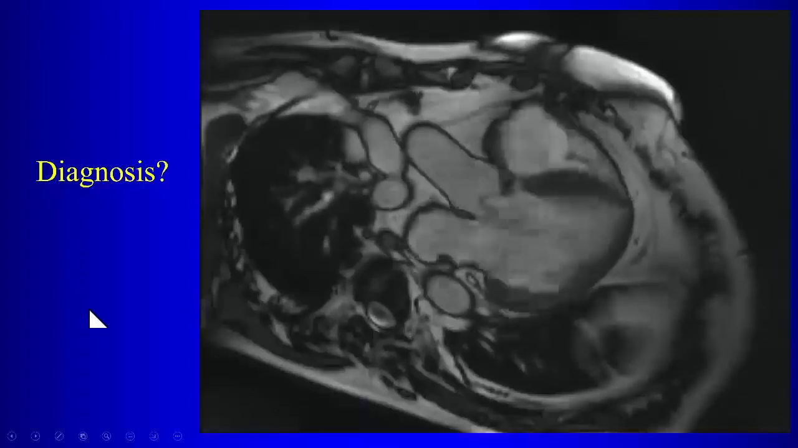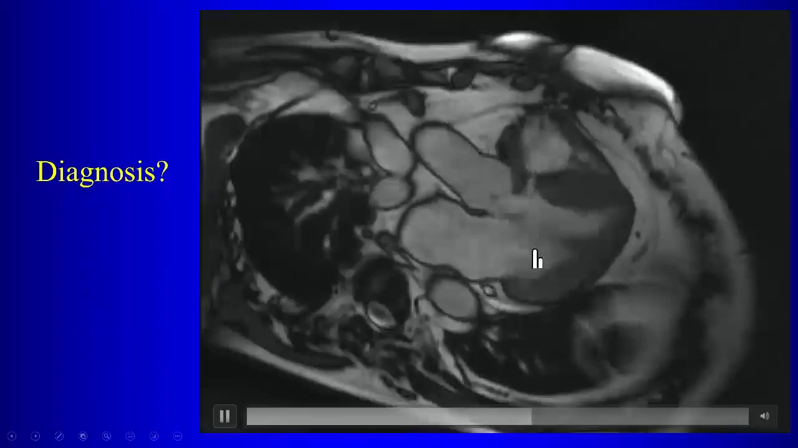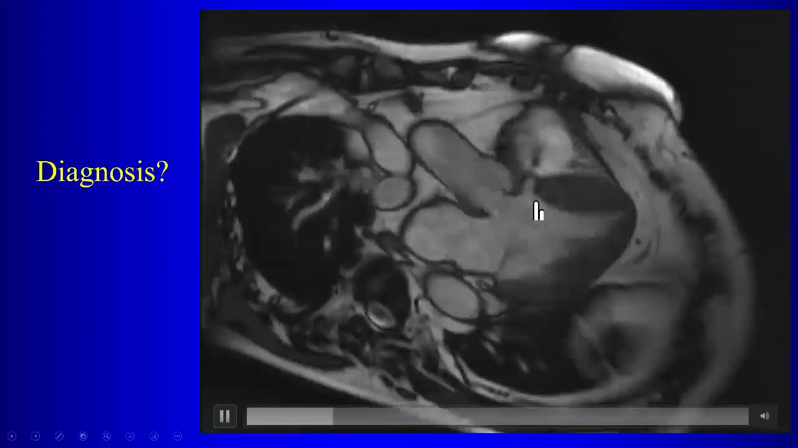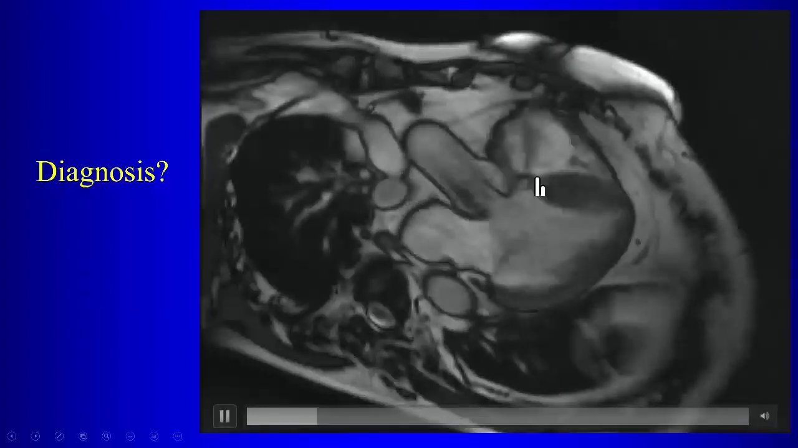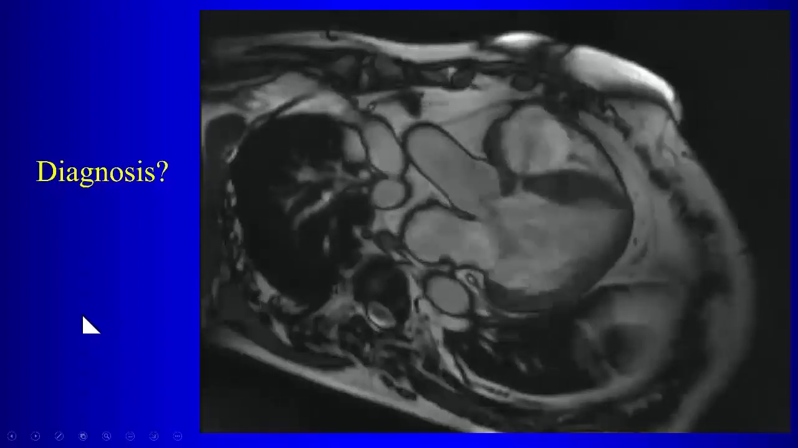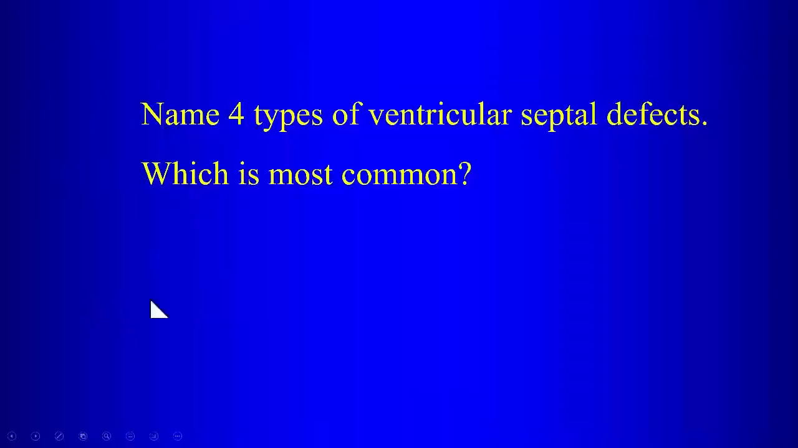Does anybody see an abnormality? Yes. There's a little bit of aortic regurgitation too, but here you can see the jet going from the left ventricle into the right ventricle. So here's a ventricular septal defect. What kind of ventricular septal defect do you think that is? Membranous. You can see it's going through the thinnest portion of the interventricular septum. The most common type of ventricular septal defect is membranous or perimembranous.